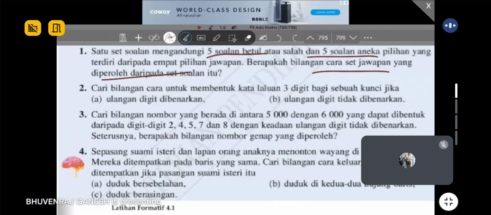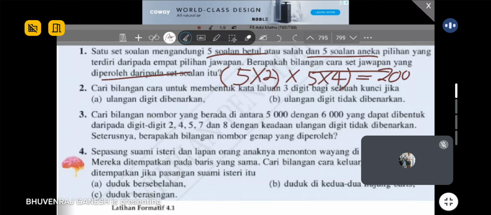The multiplication rule. So you got 5 questions, true or false, means times 2. And then the second case, 5 multiple choice questions, and you got 4 answer options, times 4. So total you will get is 200. Okay, guys? Sorry. This one is times. Sorry.